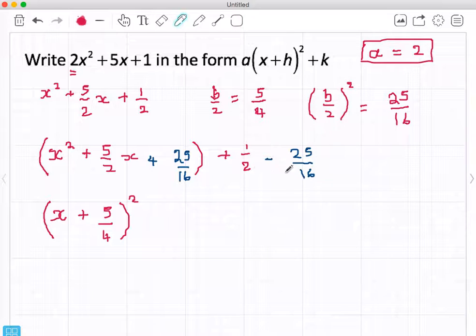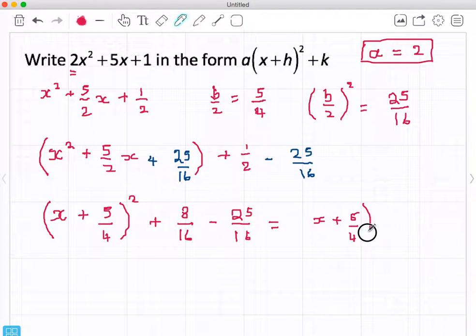Now this bit here, a half, is actually going to be rewritten as 8 over 16, because this is over 16, and then I'm going to take away 25 over 16. So that is actually x plus 5 over 4 inside the bracket. Remember, I didn't do any work to factorise that, I just took the b over 2. And 8 take away 25 is negative 17 over 16.